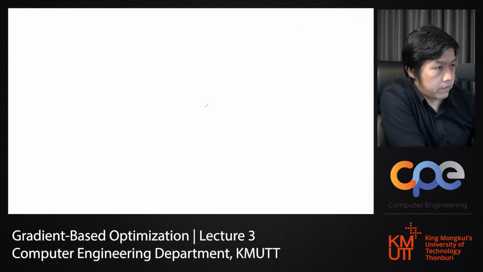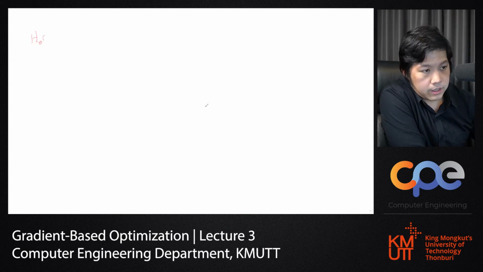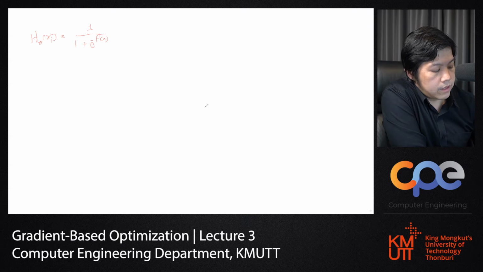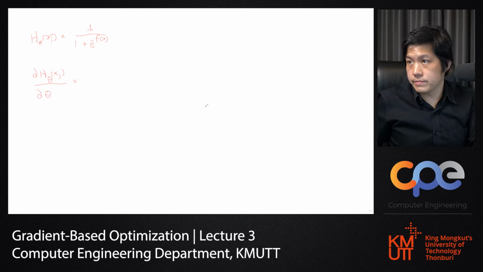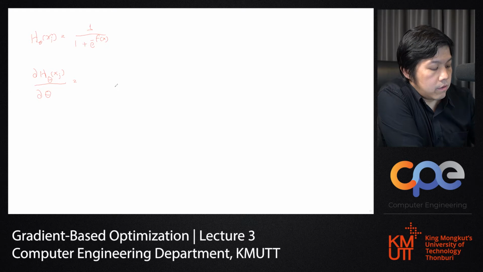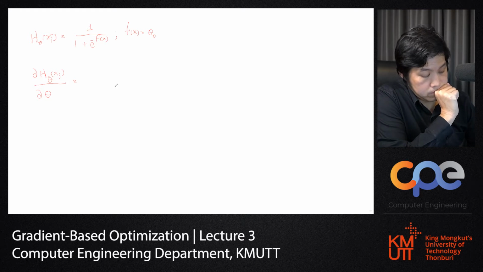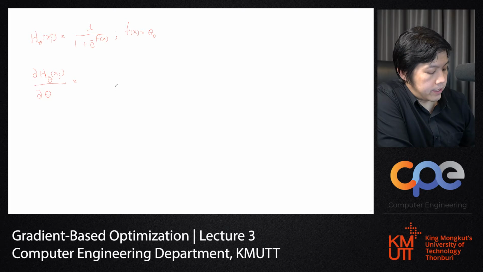Okay, so we are looking at h theta xi equals 1 over 1 plus e to the minus fx. If we take the derivative of the h theta xi curve by theta, we know that fx equals theta 0... Well, maybe I should just merge it together. That would be easier. I will just write it this way.